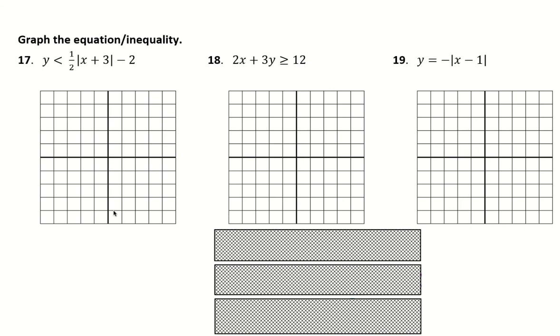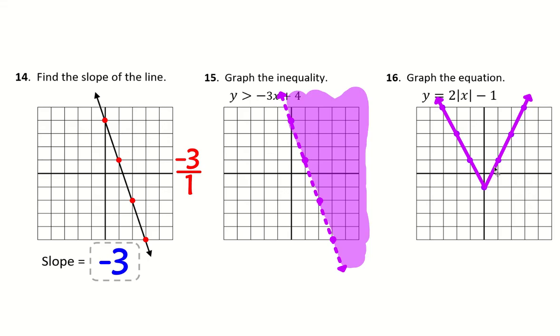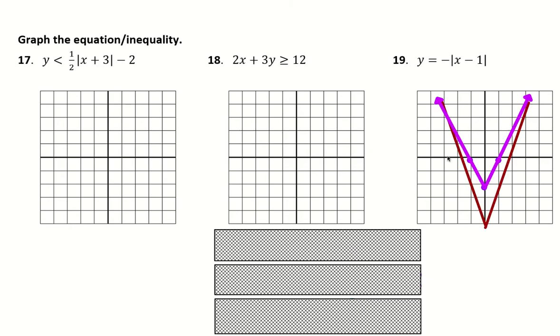17, 18, 19. So once again, number 17. Look at this. It's got absolute value, so it's going to be a V, and it's a less than. I'm going to steal these points over.